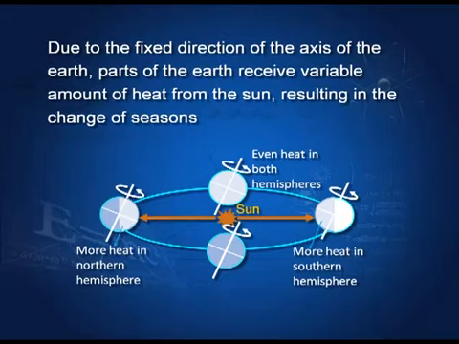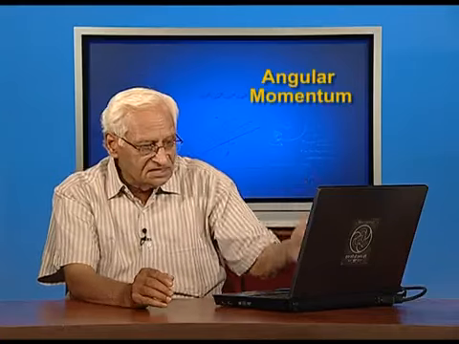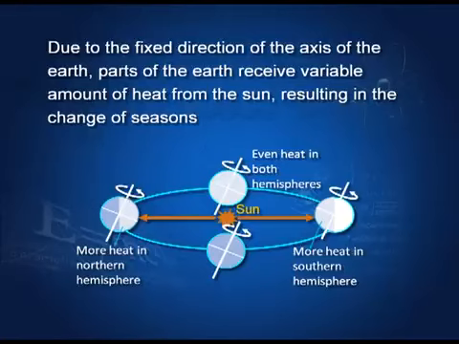Therefore the light of the sun falls differently, and the amount of heat received by various parts of the Earth varies during the year. You can see here that the lower part of the Earth, in the southern hemisphere, receives more sunlight and therefore is hotter. Here the northern hemisphere receives more light and heat from the sun, and therefore is hotter. In between these two positions, the whole Earth has almost the same temperature. So the seasons change on the Earth because of the conservation of angular momentum.